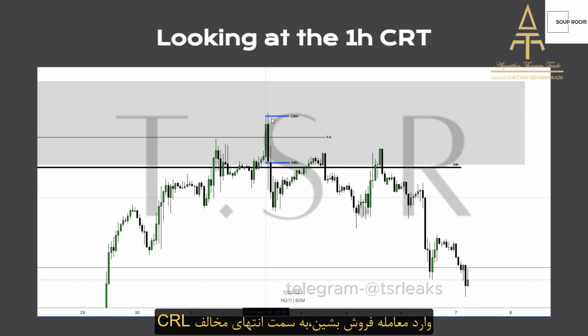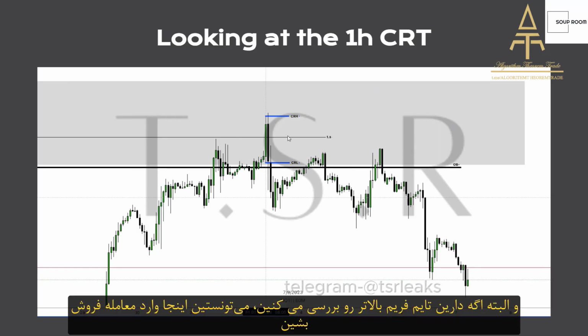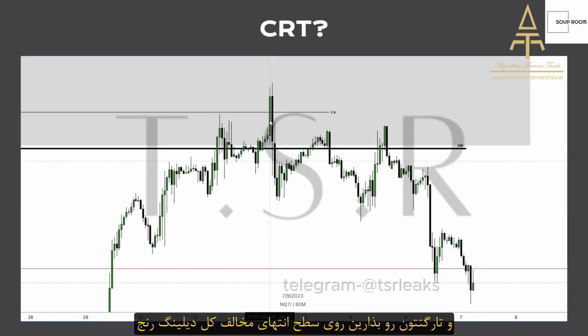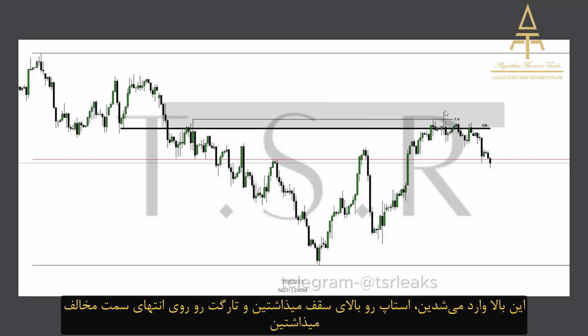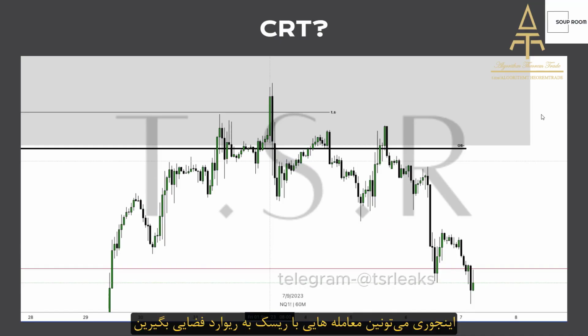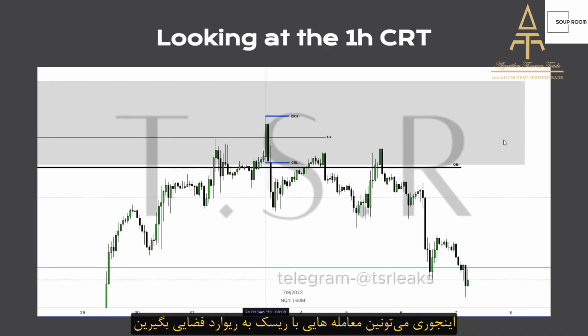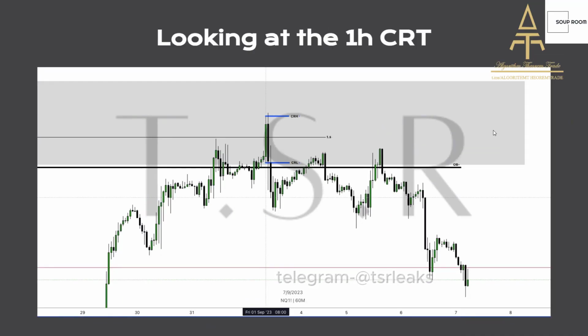Enter short to the opposing end of the CRL. And of course, if you are looking at the higher time frame, you could have entered short here and targeted the opposing end of this entire dealing range. You would enter up here, stop loss right above, and target the opposing end. That is how you will achieve monstrous R to R trades.